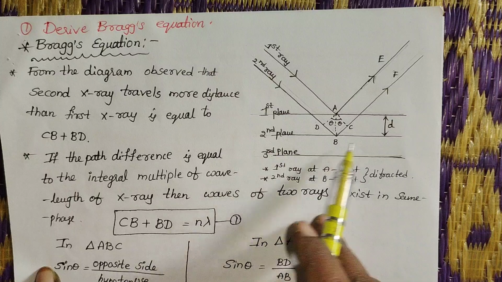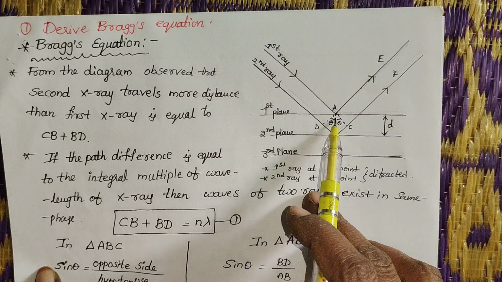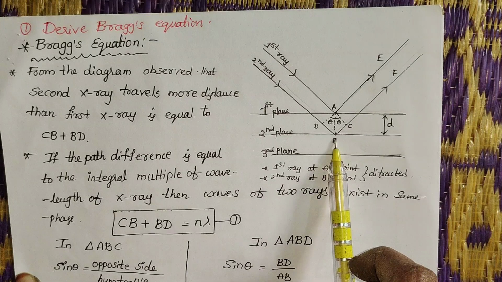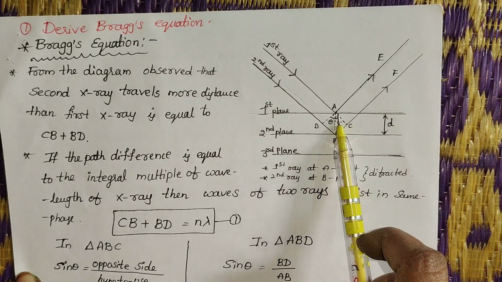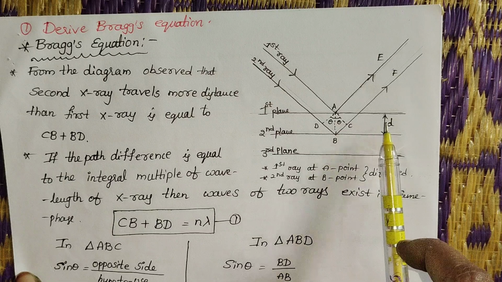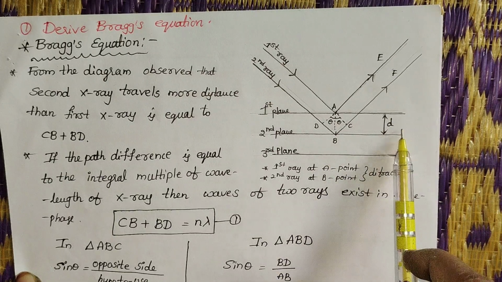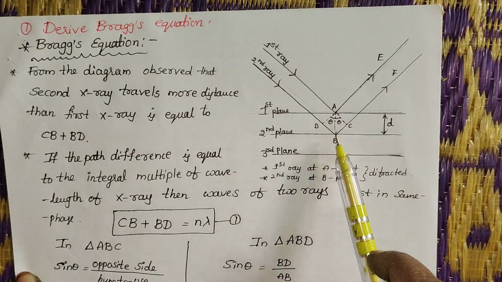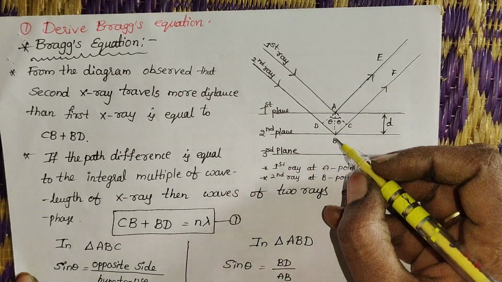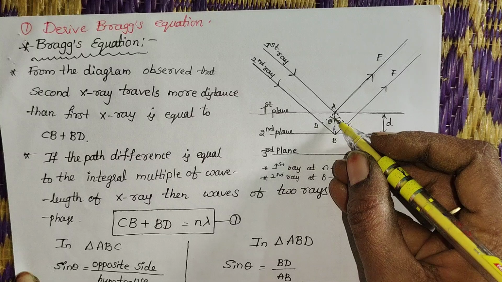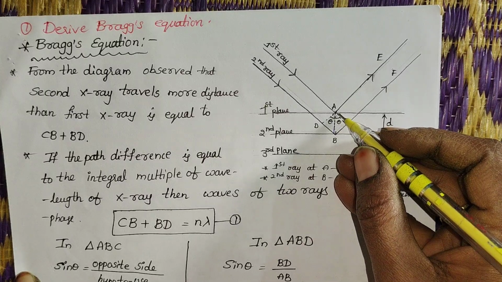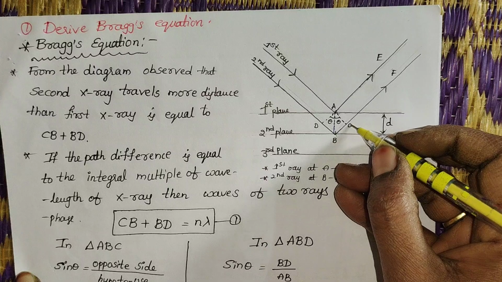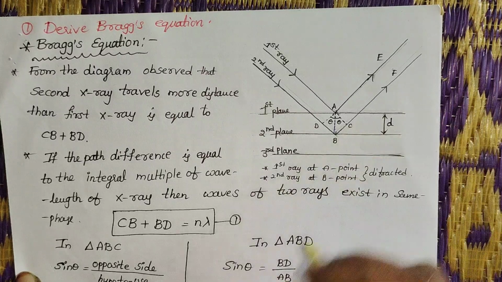Listen carefully. In these two planes, the first striking point is A on the first plane, and the second striking point is B on the second plane. Compared to the first plane, how much extra distance does the second travel? That distance, d, we have to find now with the help of these triangles. Here we can imagine two triangles: triangle ABC and triangle ABD.